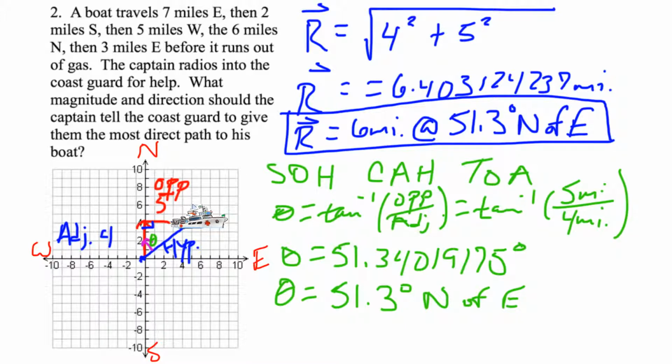Okay? If you had wanted to put that in terms of 0, notice that this whole angle from north all the way down to 0 is 90. You've got 51.3 degrees of that 90, so you just need to find this missing piece here, and you could say that it's that angle from 0.